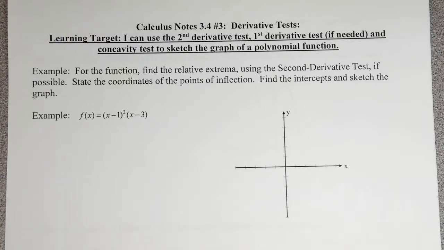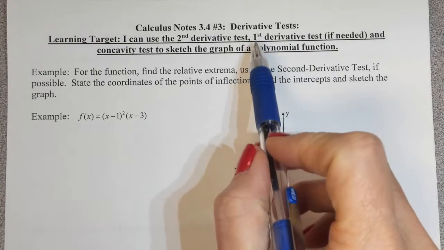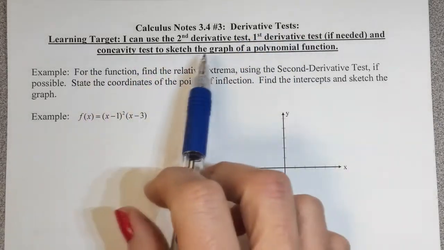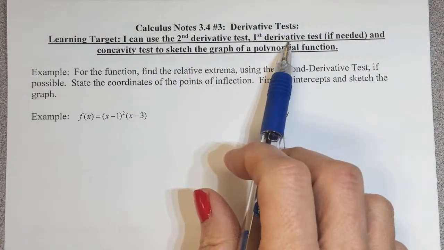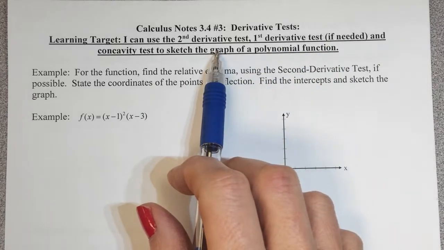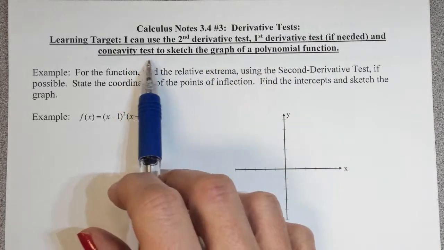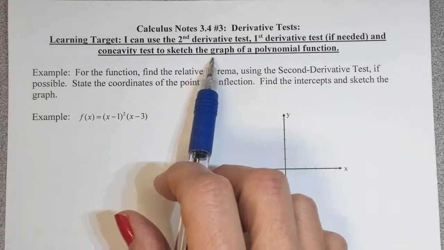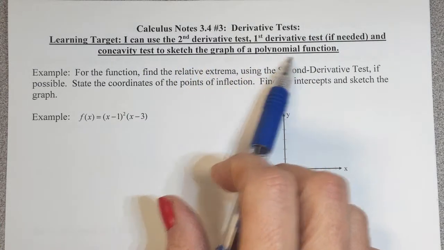This is section 3.4, number 3. This has to do with our derivative test. We're going to be using the second derivative test, the first derivative test if we need to. We only need to use that if the second derivative test fails. We're also going to look at the concavity test. This is going to help us to sketch the graphs of polynomial functions.